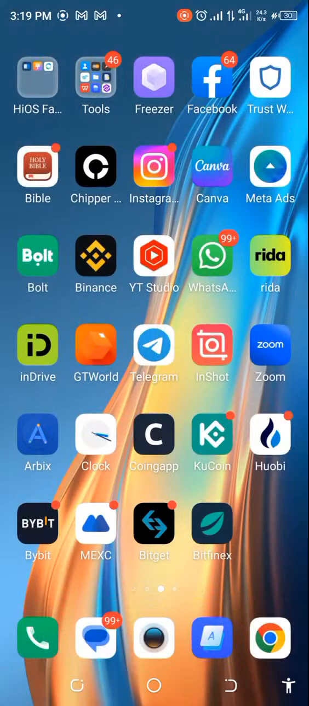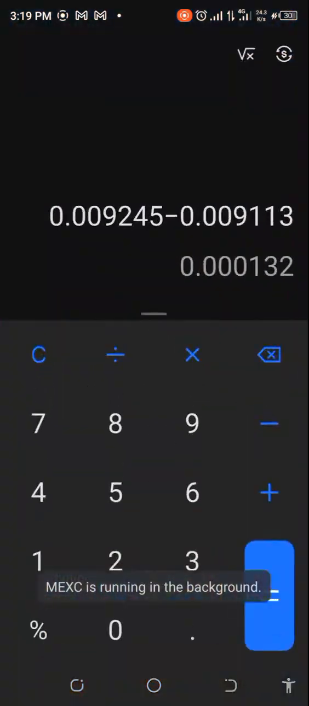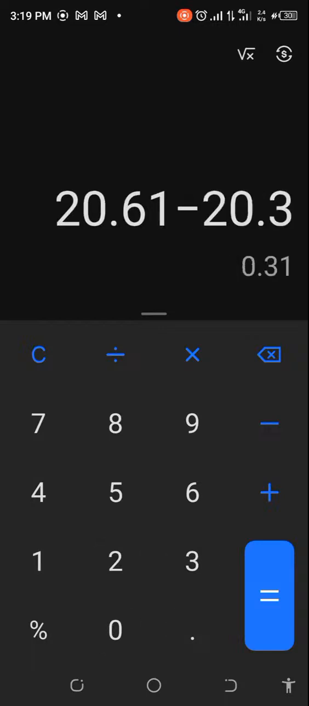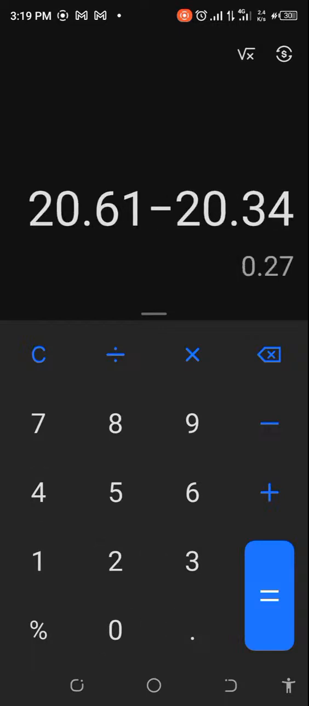So let's go check what our profit margin is. So our profit margin is 20.61 minus 20.34. So we had 27 cents.